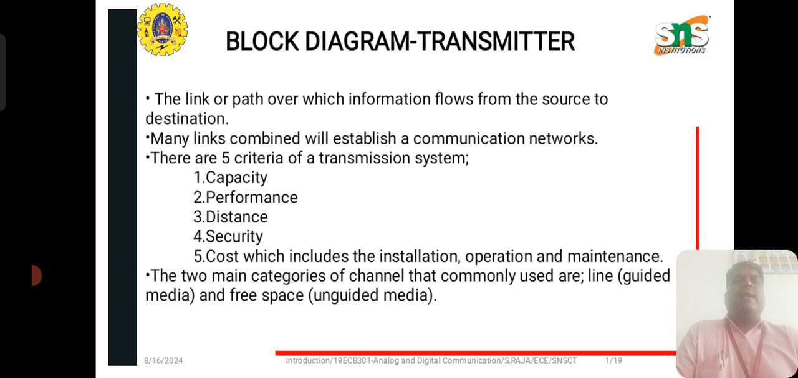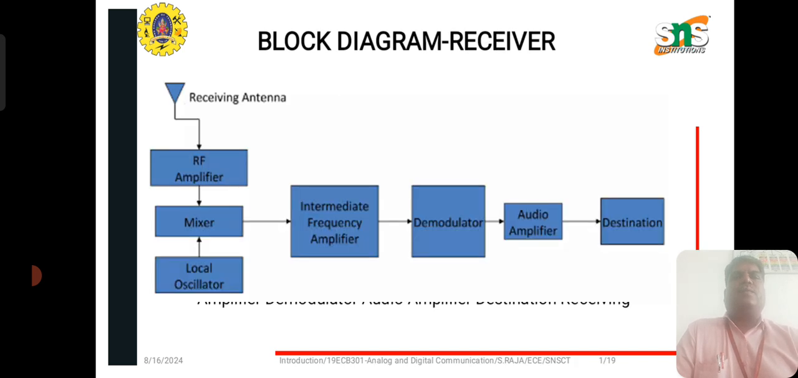There are five criteria of a transmission system: capacity, performance, distance, security, and cost, which includes installation, operation, and maintenance. The two main categories of channel commonly used are guided media or unguided media, that is, wired medium or wireless medium. So this is the block diagram of a receiver.